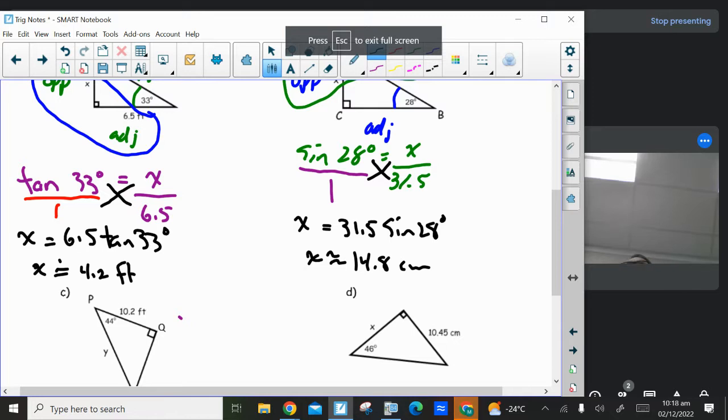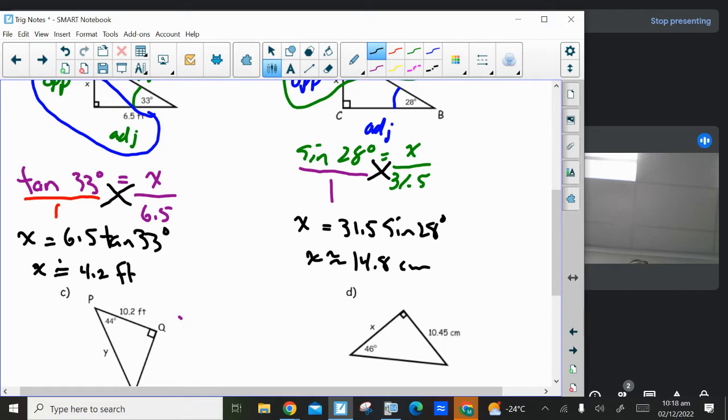Surveyors use trigonometry all of the time because they can measure distances without actually running a tape measure. If you want to find the distance across a river, you can use trigonometry in order to calculate that.